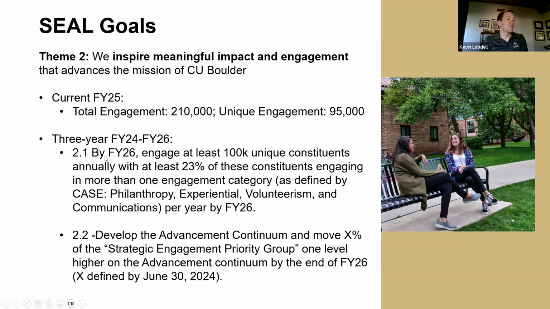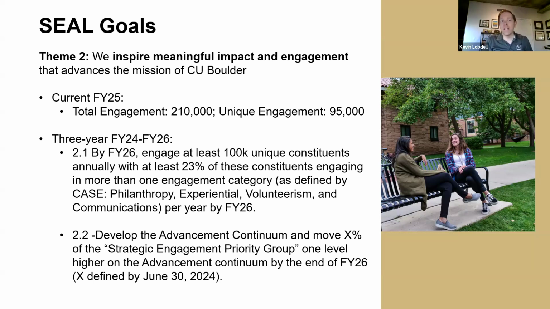So 2.1 is really looking at the work that we've been doing historically with our case engagement metrics tracking and saying, okay, last year we had around 90,000 unique constituents engage with us. Over the next couple of years, we want to aspirationally grow that to 100,000 unique constituents engaging with us. But we also want to maintain or grow the number of case categories that they're engaging with us.